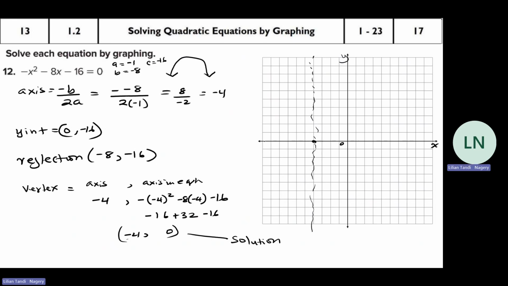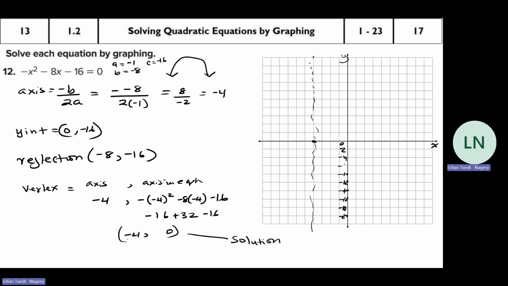-8, 16 should be, oh, I need to label this -2, -4, -8, -10, -12, -14, -16, -18, -20. I missed something. 2, 4, 6. Yes, see, that's how you check your work.